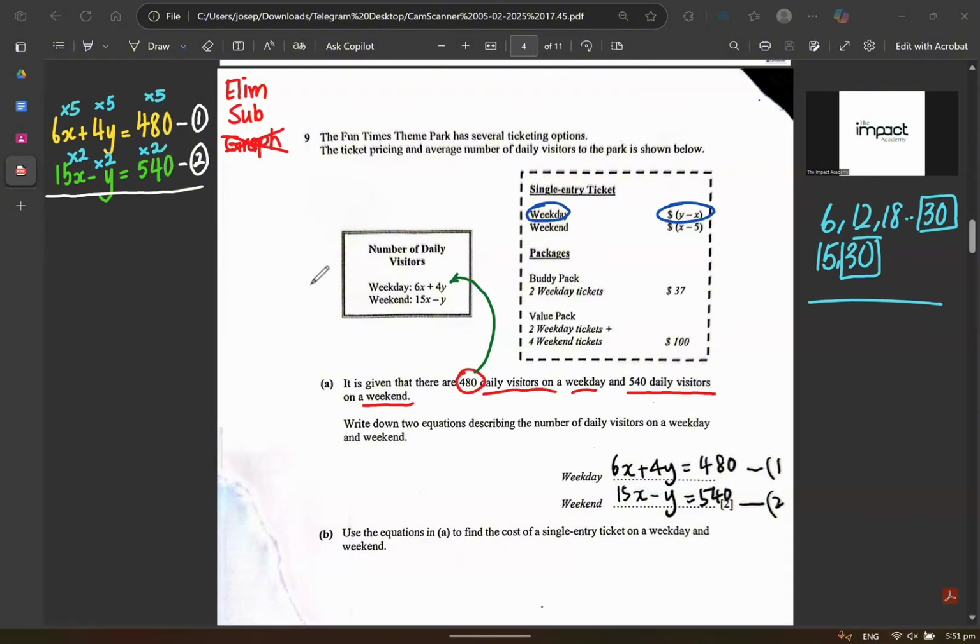Okay, so these are some of the things that you need to remember. Is that okay? Just for us to refresh our memory, yeah? Are you okay with that? You understand?